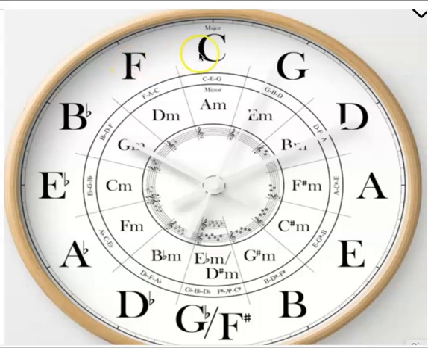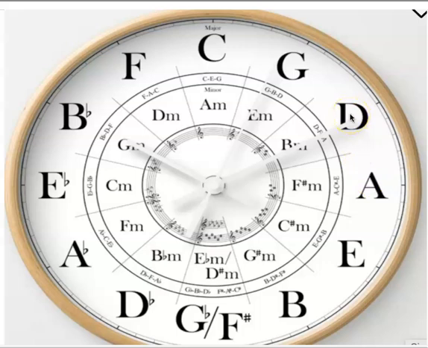F is your 4. How do I know that? Let's count it. Count it on your fingers. It's a simple way to do it, but it works. Your thumb is C, D, E, F, G. G is the 5th, F is the 4th. So we have a 1, 4, 5. Here we have 1, 4, 5.